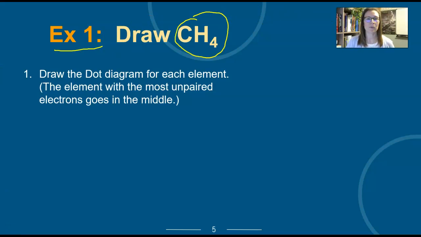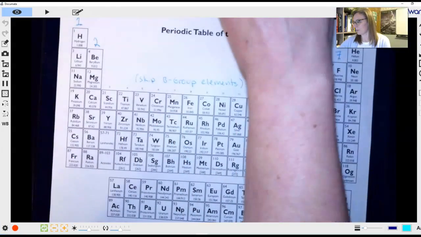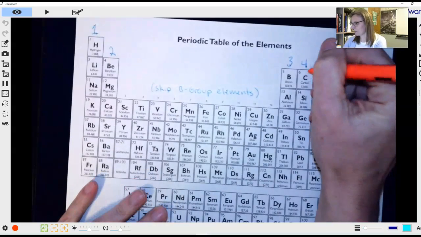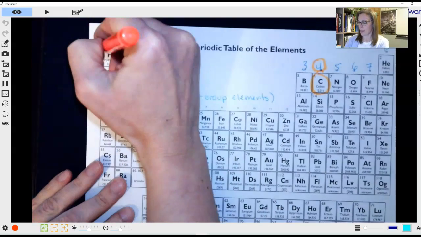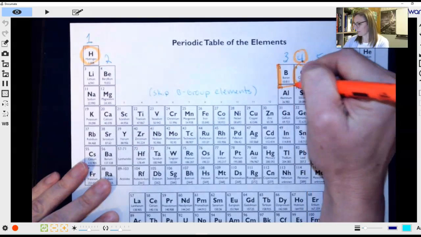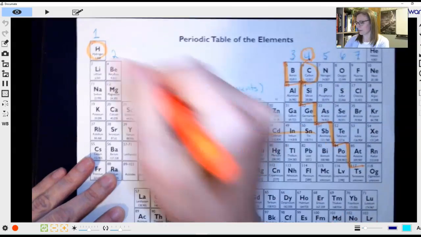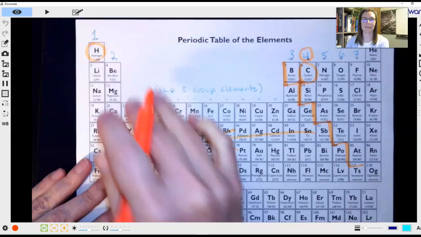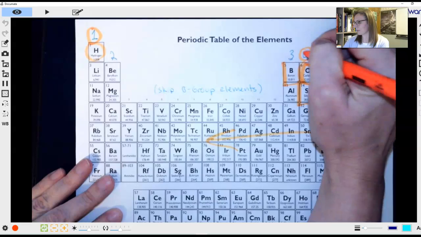And remember, the first step was to draw the dot diagrams. And so we have to remember how many dots are going to go around each. Well, here's our periodic table. We can see that we're dealing with carbon, which should have 4 dots because it's in group 4A, and hydrogen. Remember, even though hydrogen is over here, and we said that metals were on the left of this line, right? Hydrogen was the exception. Hydrogen is a non-metal, okay? So hydrogen is going to have 1 dot, carbon is going to get 4 dots.